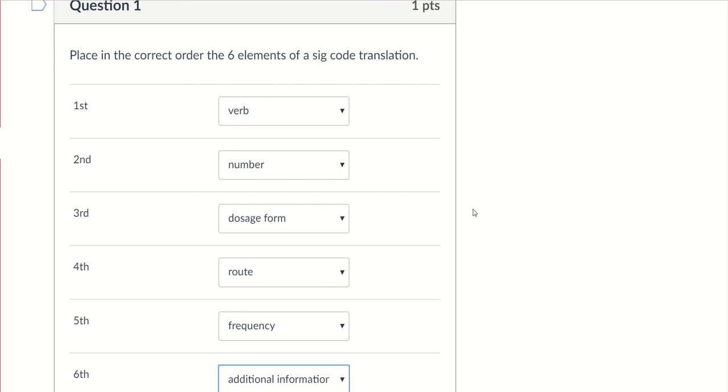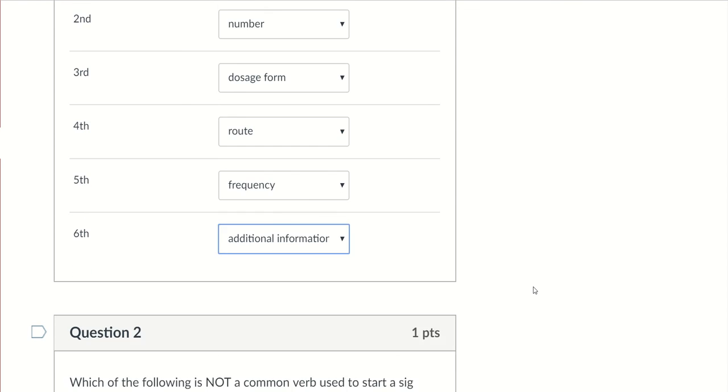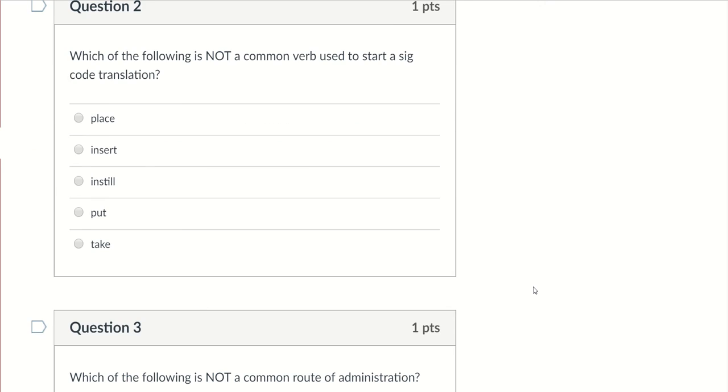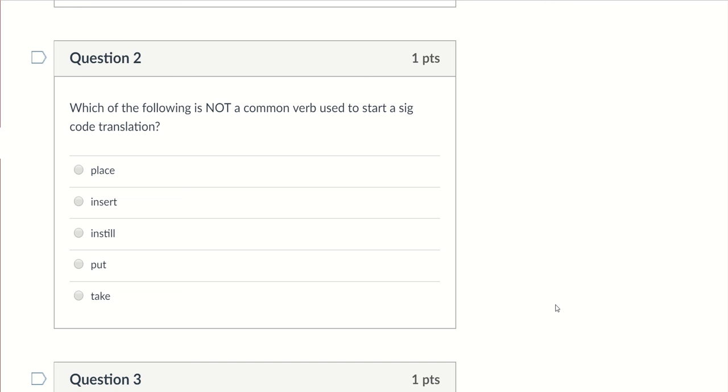So always in this class, when you are deciphering a SIG code, try to put them in this order, all 6 in this order. Verb, number, dosage form, route, frequency, and any additional information. Number 2, so hopefully you made flashcards for all the abbreviations, SIG codes, Roman numerals, and numbers.